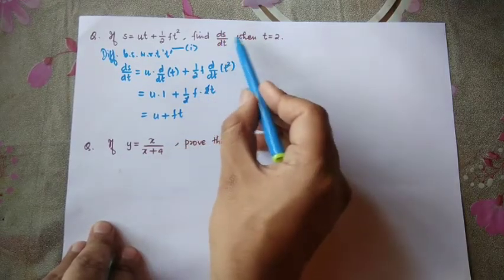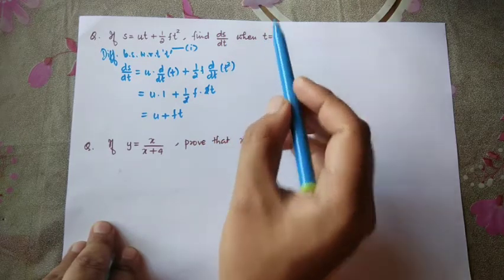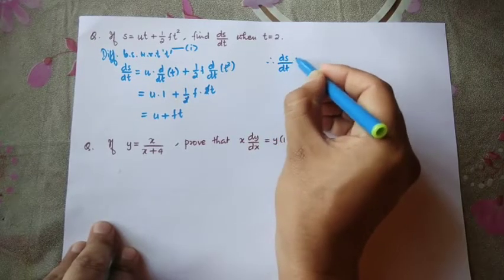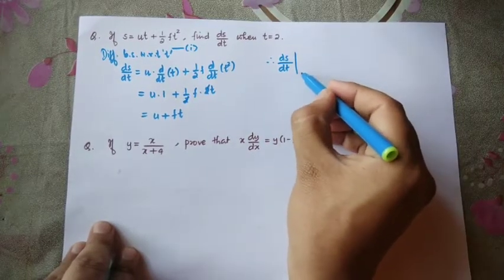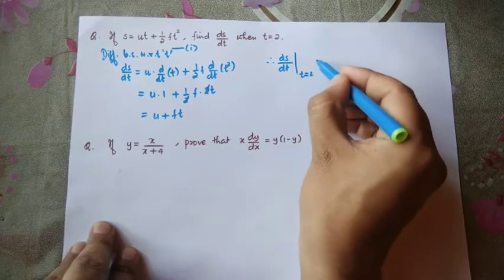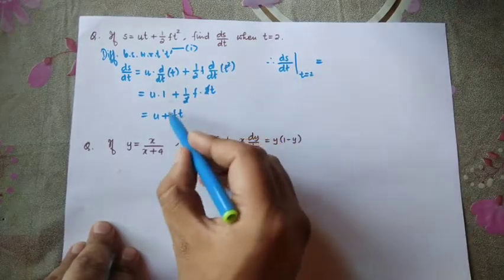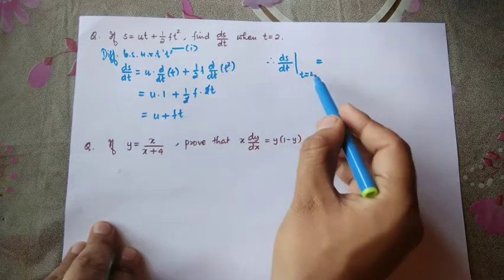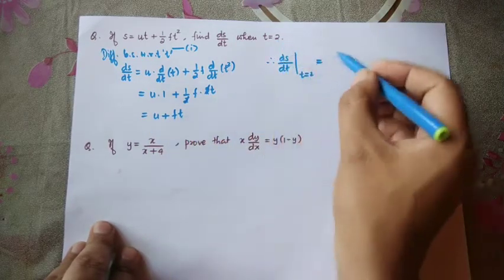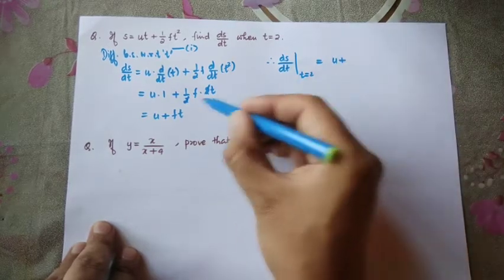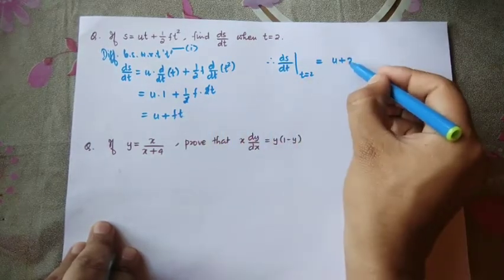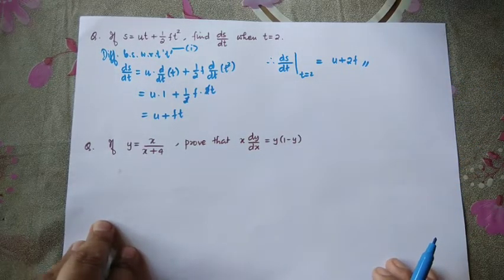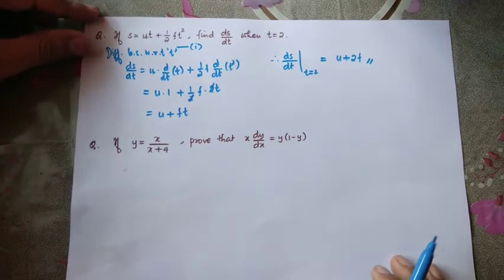Now the question says find ds by dt when t is equal to 2. Wherever there is t in ds by dt, which is u plus ft, I am going to put 2. So we have u plus 2 into f, which is 2f. So my answer is u plus 2f. Now similarly, let's have a look at this question.